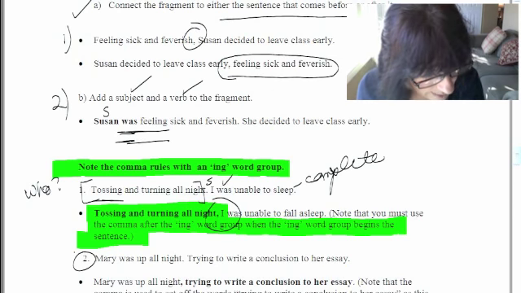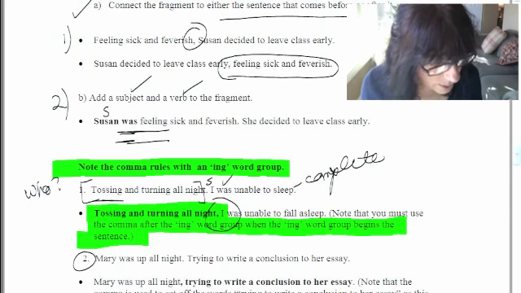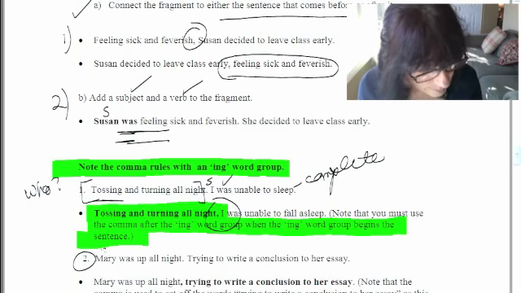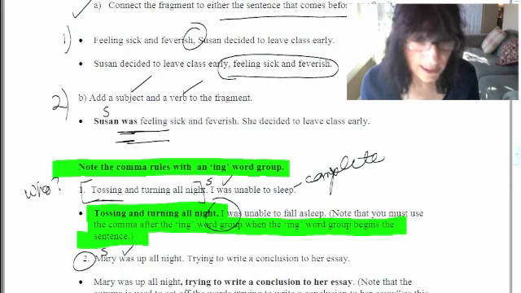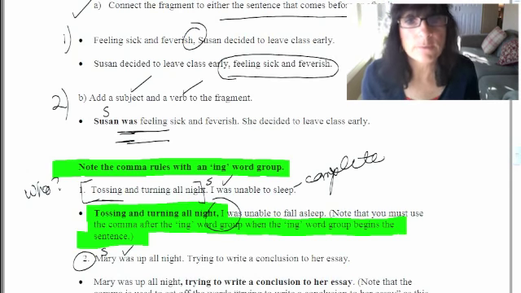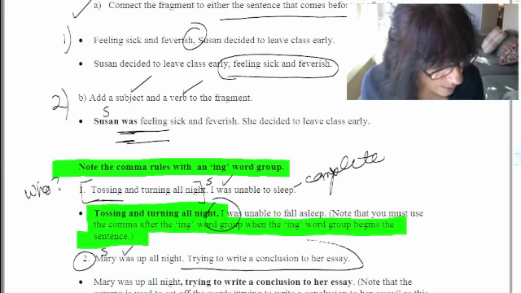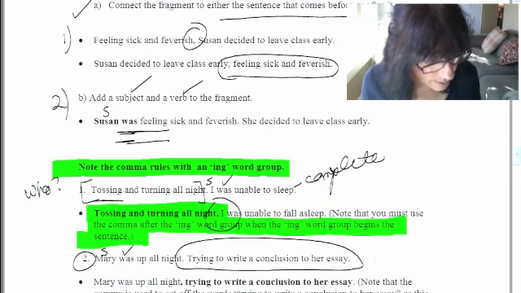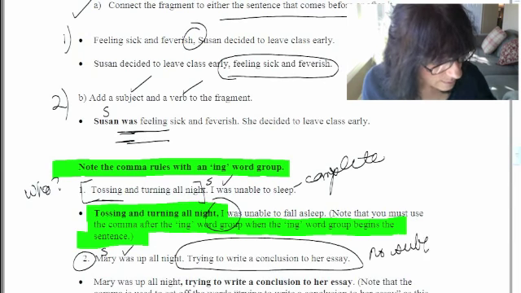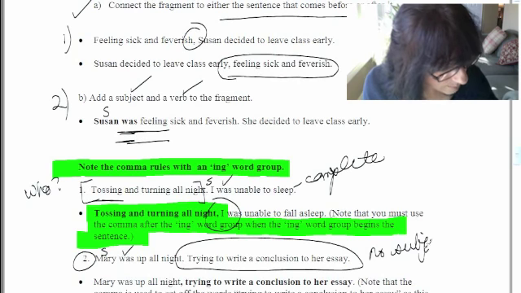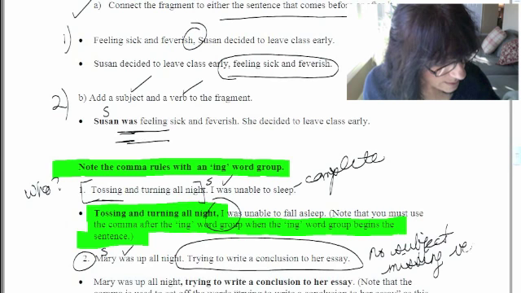Let's look at the second example. Mary was up all night trying to write a conclusion to her essay. This one's complete. Mary is your subject. Your verb is was, and you know she was up all night. It's not a long sentence. It's not a very descriptive sentence, but it is a complete thought. But look at this one, trying to write a conclusion to her essay. This is a fragment. There's no subject, and it's missing part of the verb, missing a verb part.